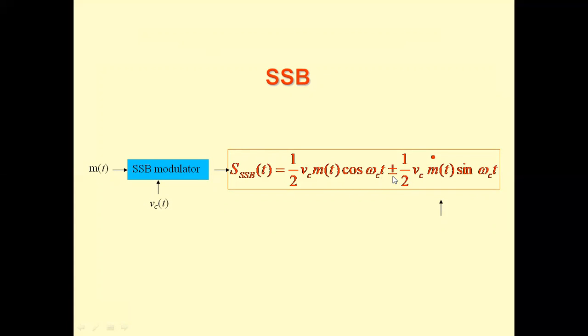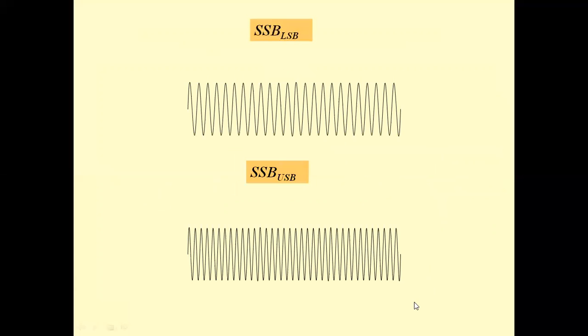If minus sign is used, we get FC plus FM. If plus sign is used, we will get FC minus FM by using this mathematical equation. And this is the lower sideband whose frequency is FC minus FM, and this is the upper sideband whose frequency is FC plus FM. Its frequency is higher than the lower sideband frequency. You can transmit either upper sideband or lower sideband for long distance communication. This is FC minus FM frequency, and this term is FC plus FM frequency.